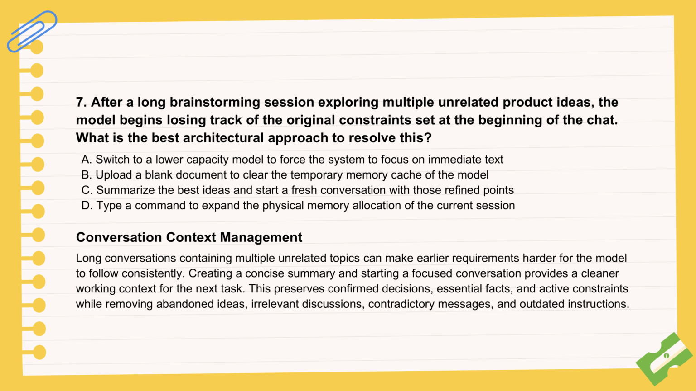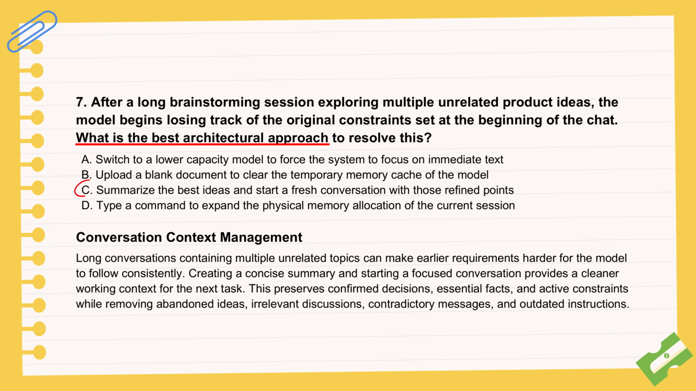Question 7. After a long brainstorming session exploring multiple unrelated product ideas, the model begins losing track of the original constraints set at the beginning of the chat. What is the best architectural approach to resolve this? The correct answer is C. A long conversation containing unrelated ideas can cause important constraints to lose prominence. Starting a new conversation with a concise summary creates a cleaner and more focused context.